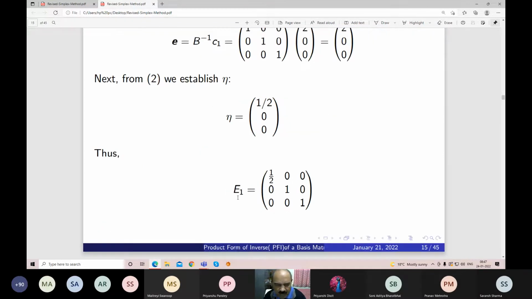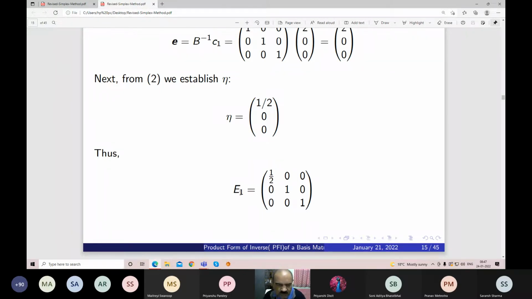Now, what is our E1? E1 is nothing but an identity matrix. The first column we replace with the eta vector, half, 0, 0. And the second column and third column are the same. Only the first column is different.